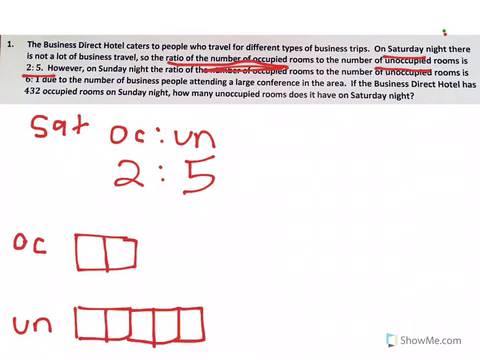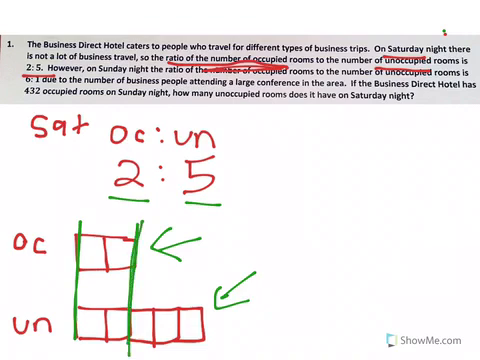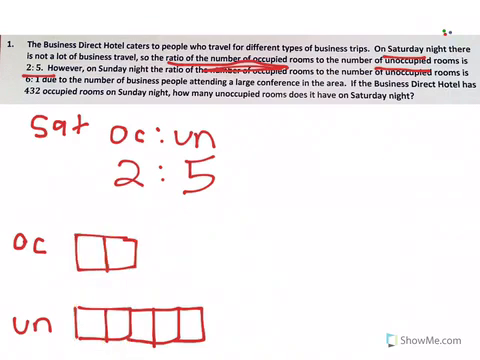Okay, I have created this tape diagram. Occupied is 2, unoccupied is 5, and we know that each part of the whole of each tape diagram is the same. So you'll note that the first 2 for occupied and the first 2 for unoccupied line up perfectly because they are the same size.